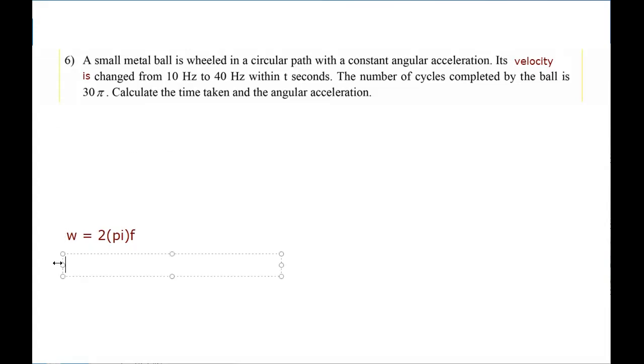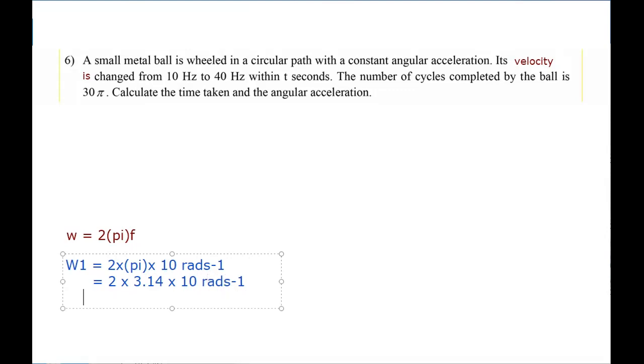So initial angular velocity is omega 1, that is equals to 2 pi f. f is given as 10. So 2 into pi into 10. Now the unit is radian per second. So this is 2 into 3.14 into 10.